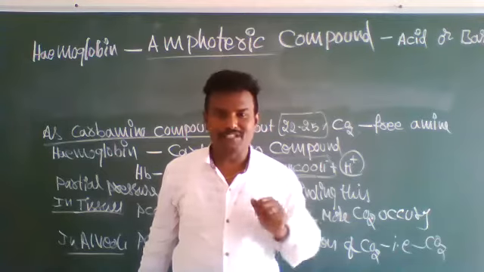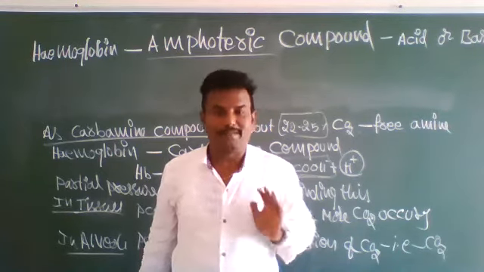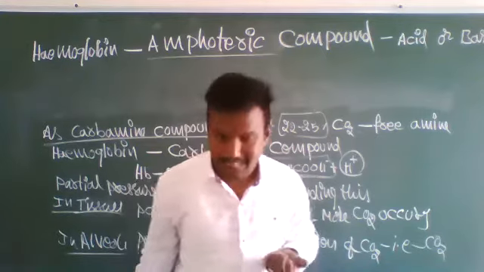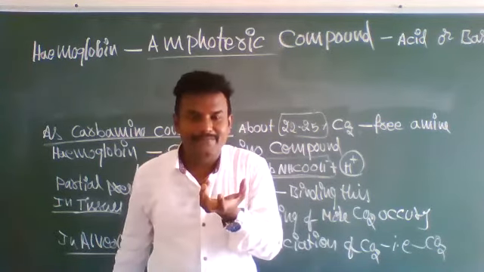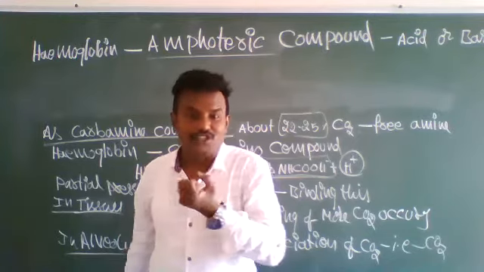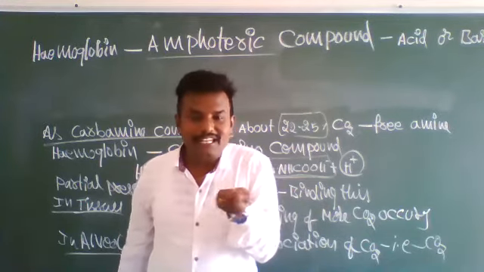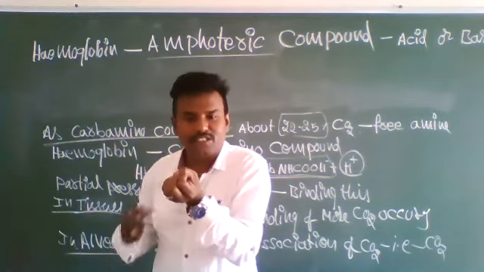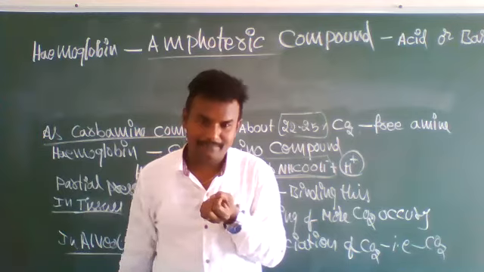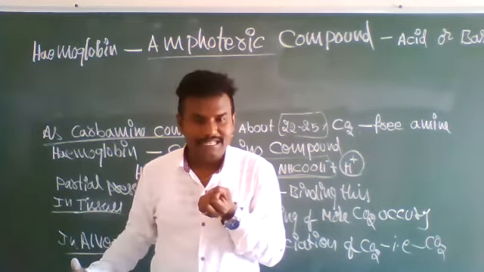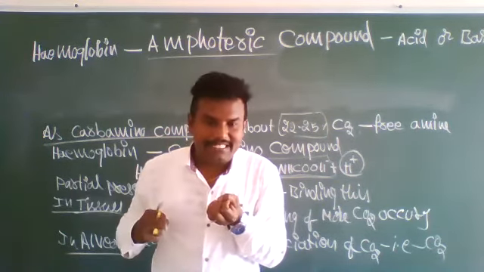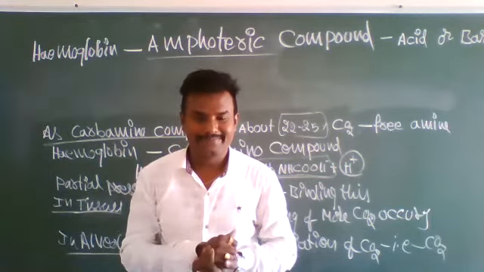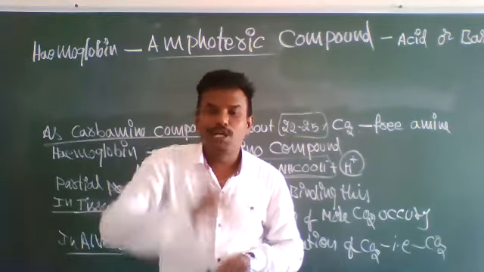It performs two functions, not simultaneously. That's why it is called a peculiar character. It can carry oxygen where oxygen is rich, and it leaves the carbon dioxide. Next, it can carry carbon dioxide where the carbon dioxide is rich. At that moment, it leaves the oxygen. That's why it is called a peculiar character.